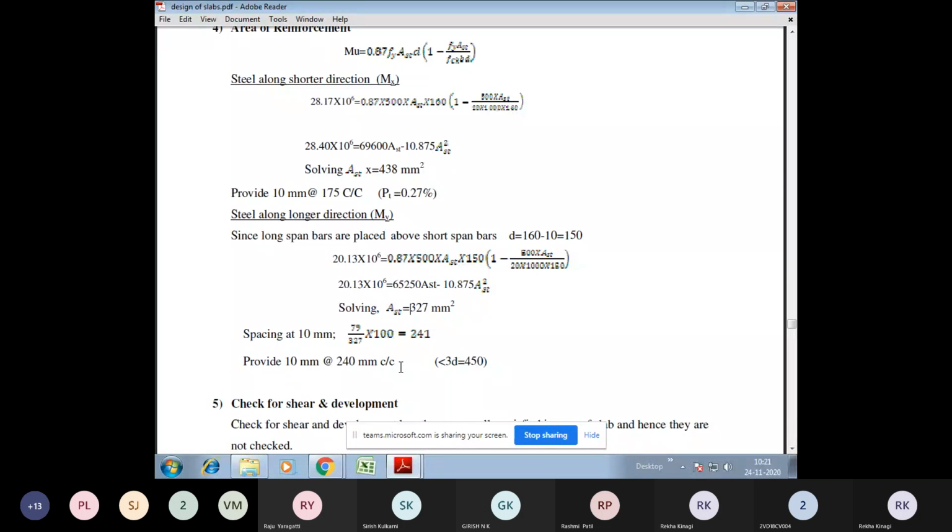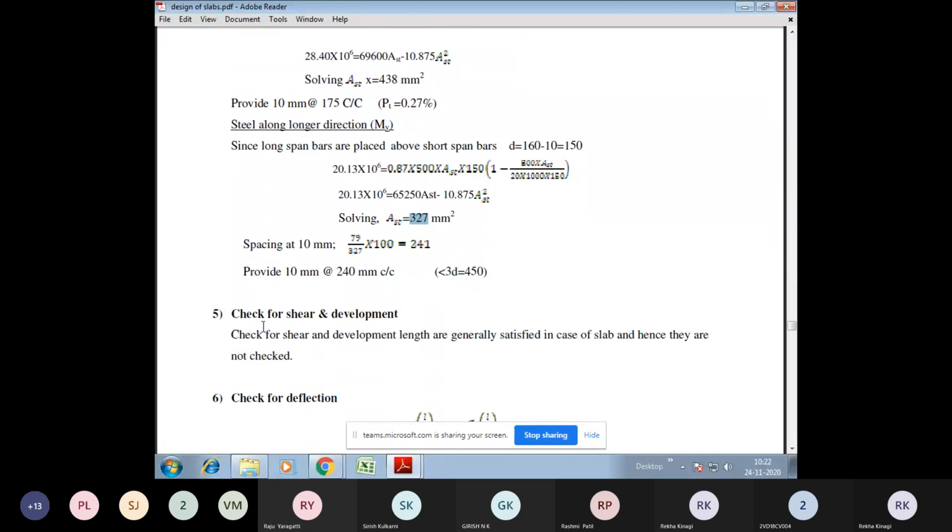So with this, we can find out the amount of steel provided. Now the required steel amount for the shorter direction is 438 square. For the longer direction it is 327 square. And we need to calculate the provided values so that it will be easier for us to calculate the shear criteria.